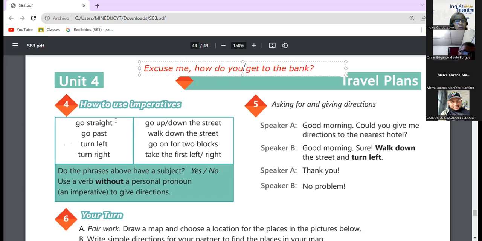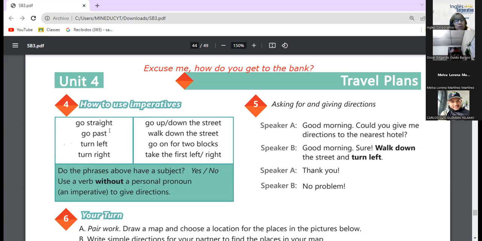Remember yesterday I told you, go straight. What is go straight? Recto. Continúe recto. Ajá, go past. What do you think is go past? Pasando. Ajá, pasando. Pase tal lugar, después de tal lugar. Go past the hotel, go past the park.